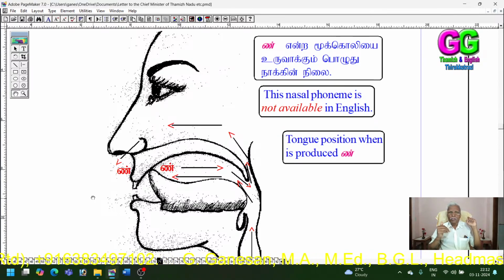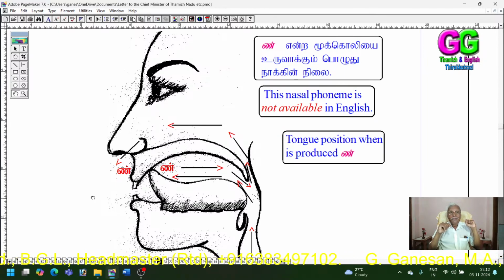The phonemes produced by sending the air through the mouth are called variously, but the phonemes produced by sending the air through the nose are called nasal phonemes. In Tamil, there are six nasal phonemes, whereas in English, there are only three nasal phonemes.